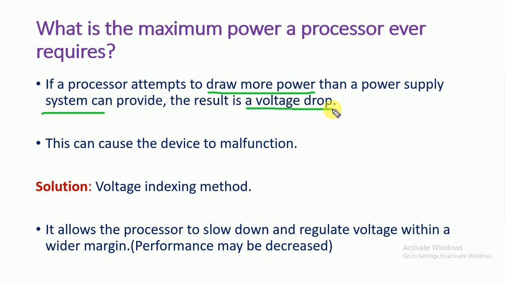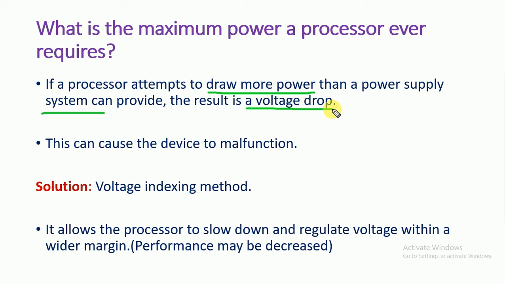So we should have a provision. When a designer is trying to design a new computer system, he should consider the power supply. Normally there will be a limit for the power supply that can be given to a processor. But the processor may try to draw more power than the power supply that is connected, because it is a hardware device. Even if the voltage limit is given, sometimes it may vary.